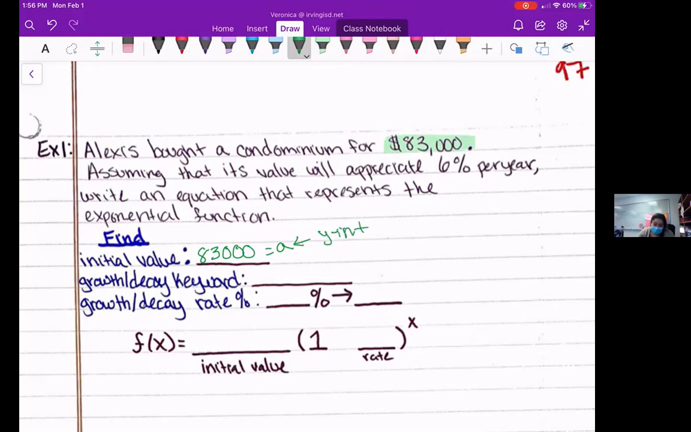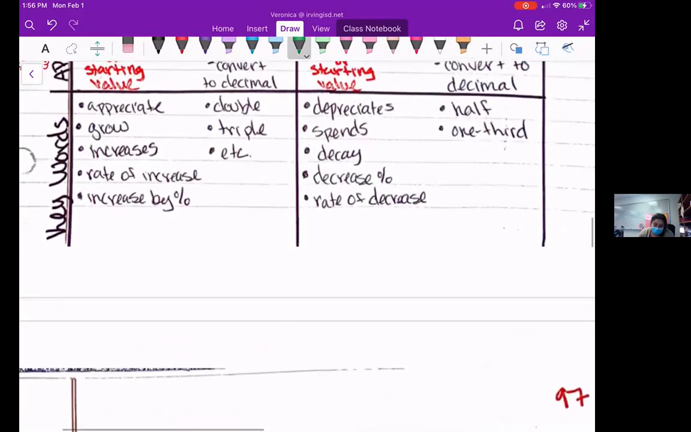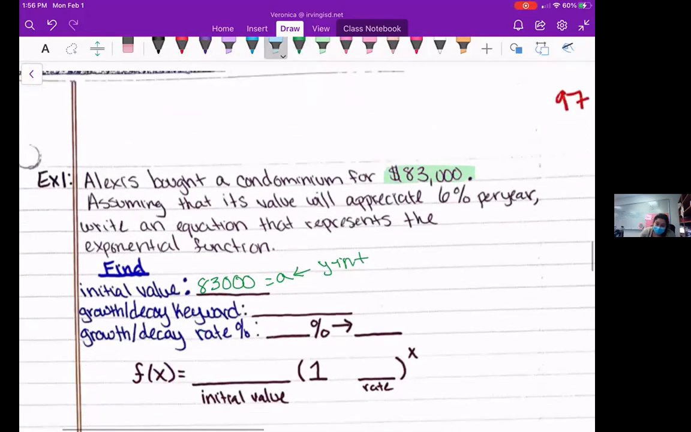Now your growth and decay keywords, you can look at the words I gave you in the chart to give you an idea of what to look for. In this example, we see the word appreciate. The word appreciate is the reason we know this is what type of function would this be? Would this be a growth or decay? Type it in the chat.